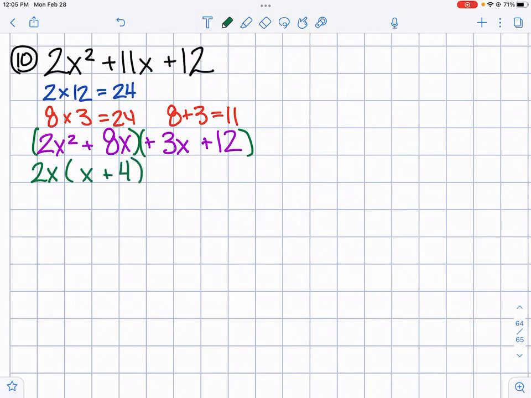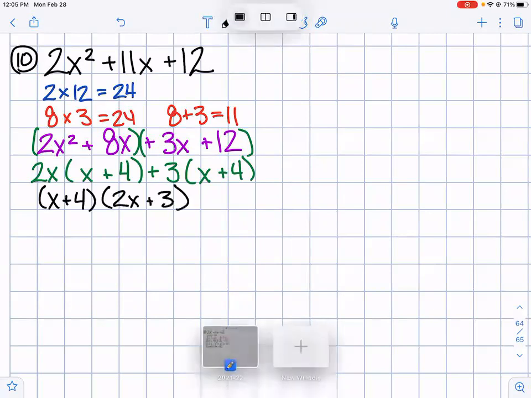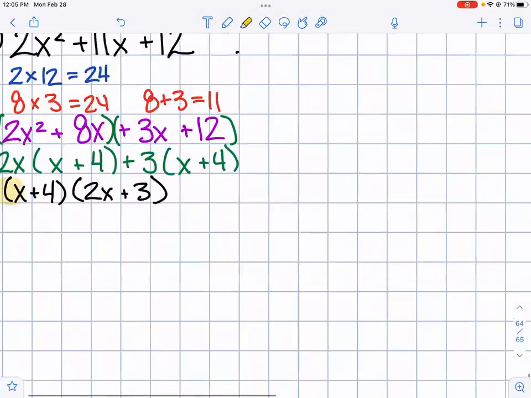What can I take out of the second group? Positive 3. We're left with x plus 4. Okay, perfect. So what are my factors? x plus 4, because it's the common binomial. And 2x plus 3, because it's what we factored out. Perfect. That's the final answer on that one.